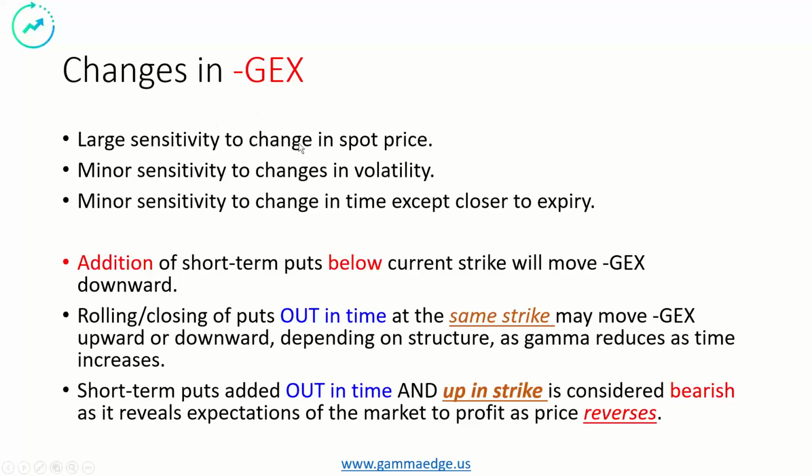Conversely, change in negative GEX: large sensitivity to change in spot price, minor sensitivity to change in volatility, minor sensitivity to change in time except closer to expiry, which applies to both negative and positive GEX. Addition of short-term puts below current strike will move negative GEX downward. Rolling or closing of puts out in time at the same strike may move negative GEX upward or downward depending on structure, as gamma reduces as time increases. Short-term puts added out in time and up in strike is considered bearish, as it reveals expectations of the market to profit as price reverses.